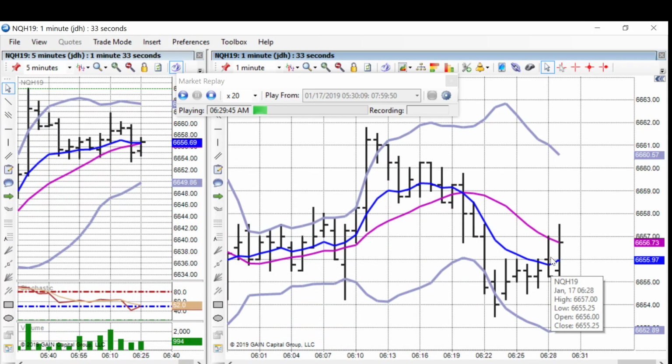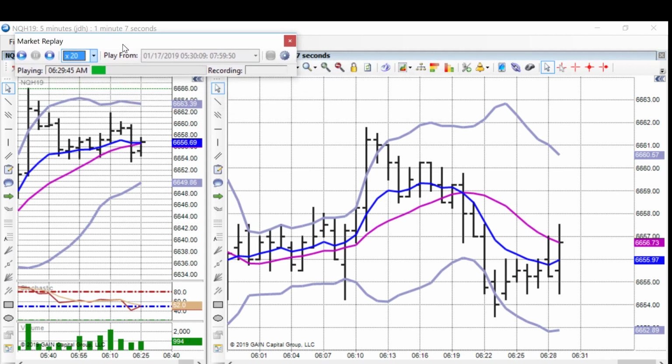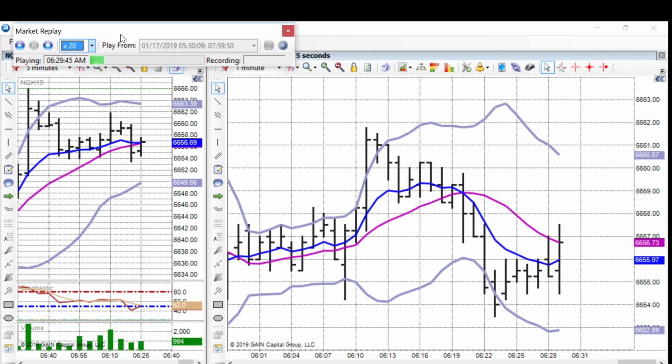Here's a really great tool this broker has, and you can have it too if you set up an account with them. It's called a market replay program. What it does is it basically records the markets as they occurred. This particular day was January 17th, and I'll just go through this recording here and show you where I would have placed some trades.